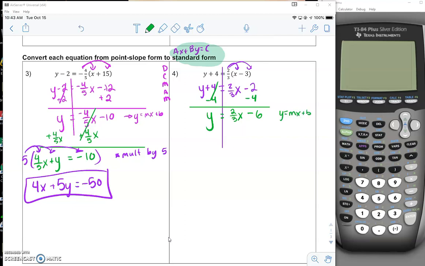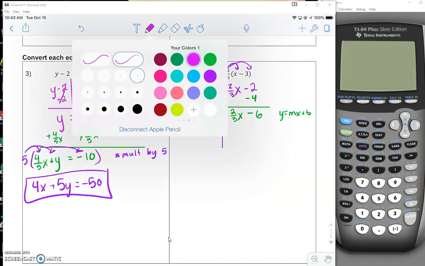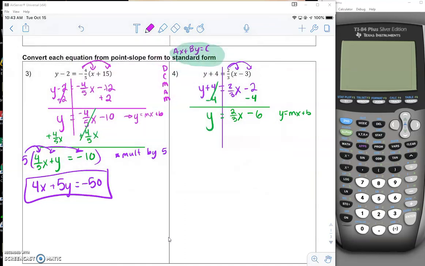We are now in y equals mx plus b. From here I could tell you the slope and the y-intercept, but we want to go to standard form. So standard form, I need my part with x to be first. 2/3 x is positive, so to move it to the other side, to move it to the front of this equation, I need to subtract. Minus 2/3 x on both sides. Negative 2/3 x plus y is equal to, left over I have negative 6.